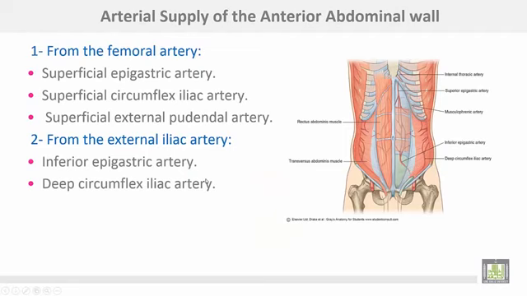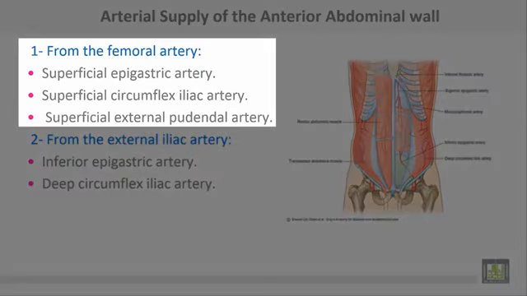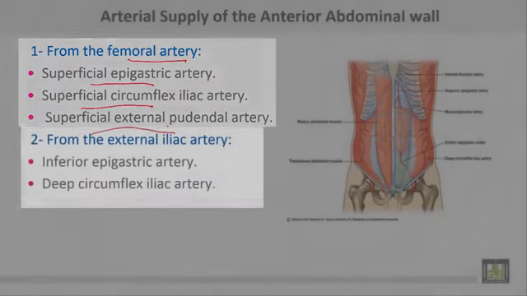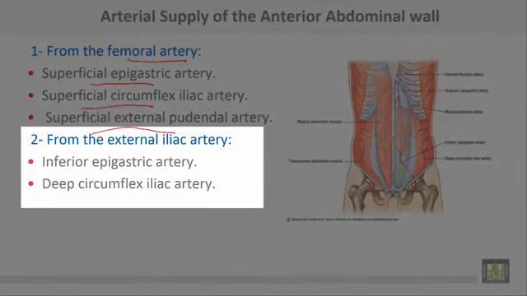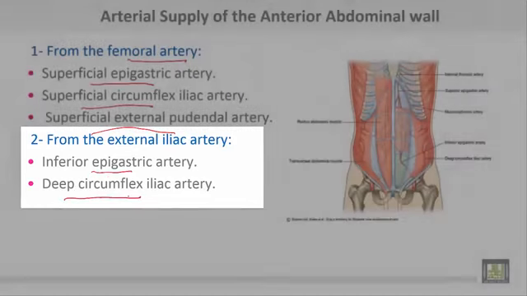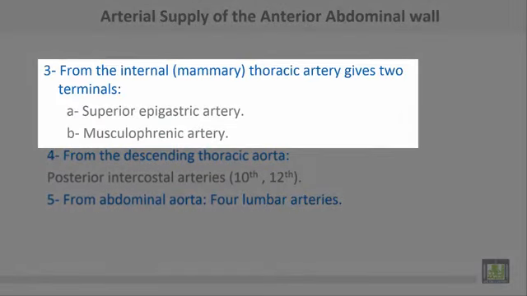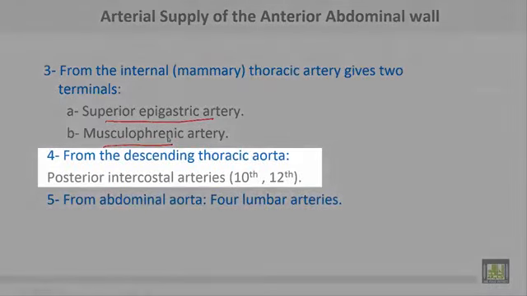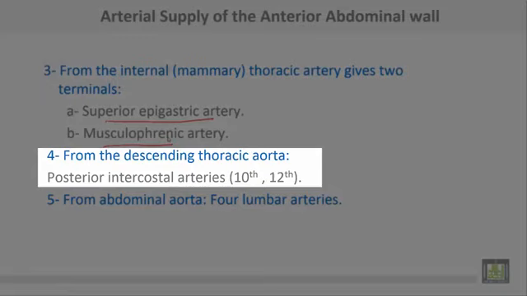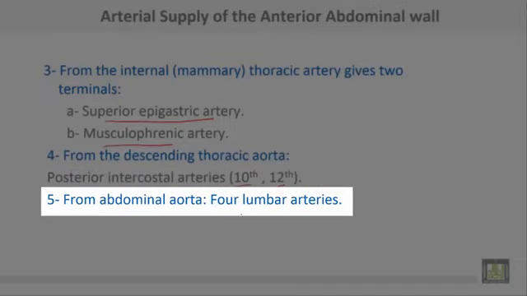Arterial supply of the anterior abdominal wall comes from different sources. The femoral artery gives the branches superficial epigastric, superficial circumflex, and superficial external pudendal. From the external iliac artery, the inferior epigastric and deep circumflex iliac. From the internal mammary or internal thoracic, the two terminals supply the anterior abdominal wall as the superior epigastric artery and the musculophrenic. From the descending thoracic aorta, posterior intercostal arteries number 10th, 11th, and 12th. From the abdominal aorta, 4 lumbar arteries.